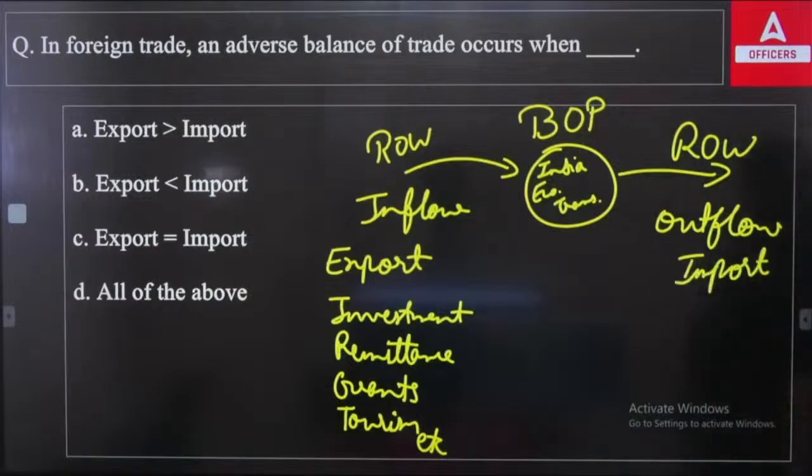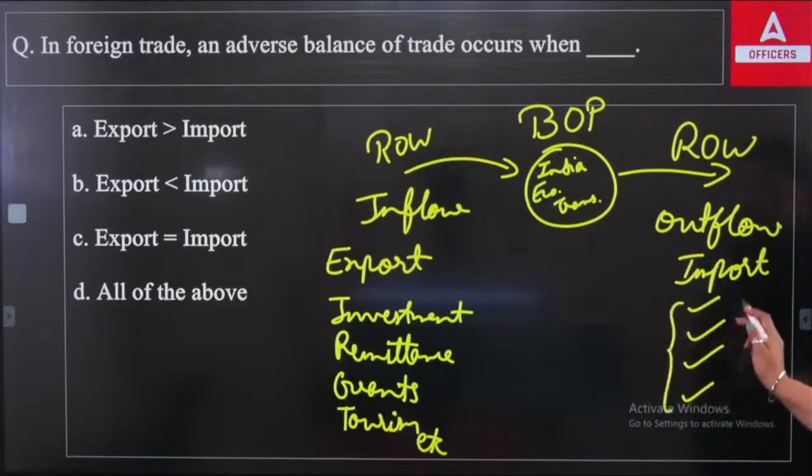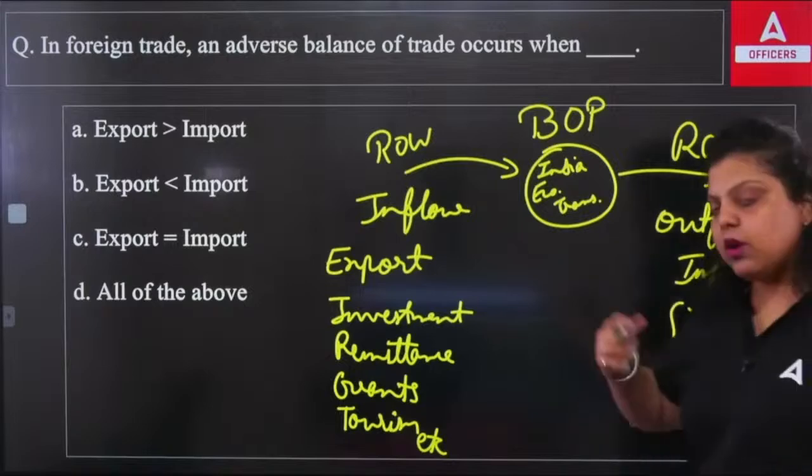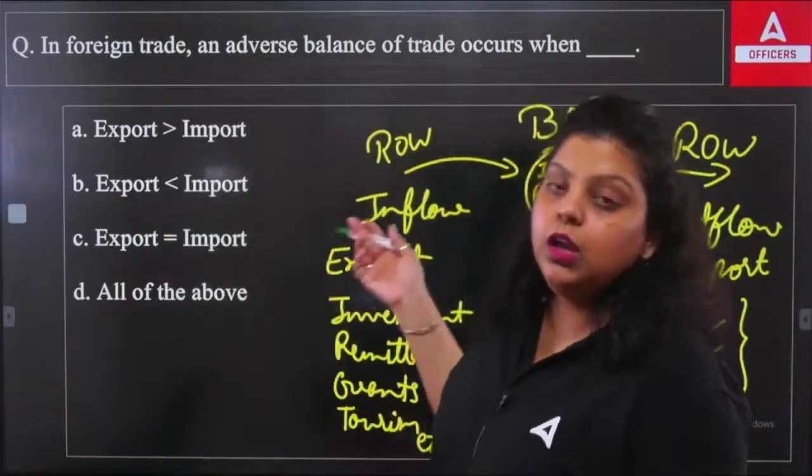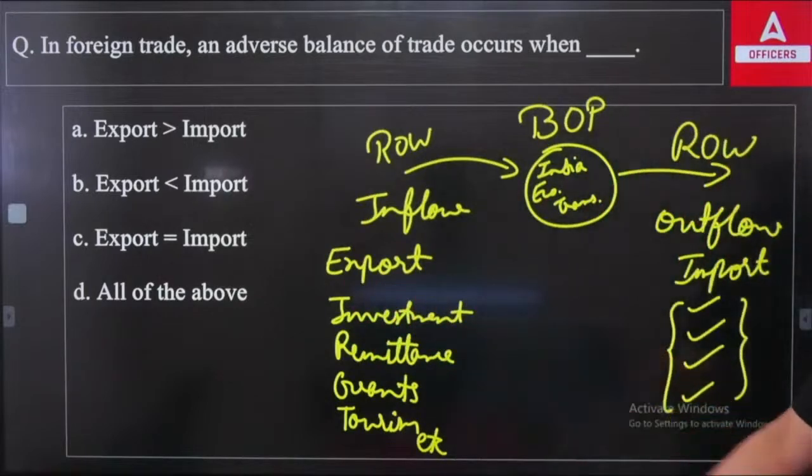Imports. If you are importing goods and services, you have to make payment. The next will be investment, the next will be remittance, grants, tourism, etc. The other points will be the same, because it's very obvious. If a foreign company comes to India for investment, an Indian company can also go to a foreign country for investment. Same for grants, remittance and tourism, etc.